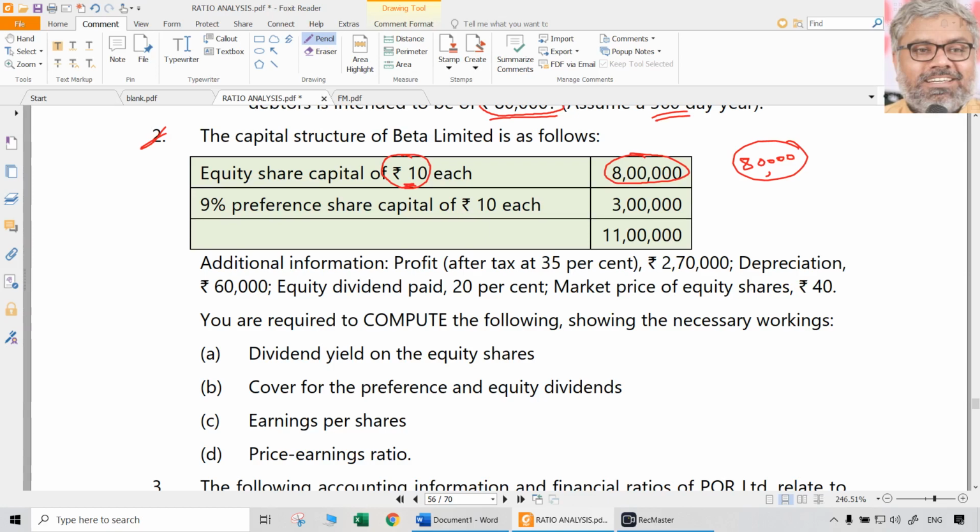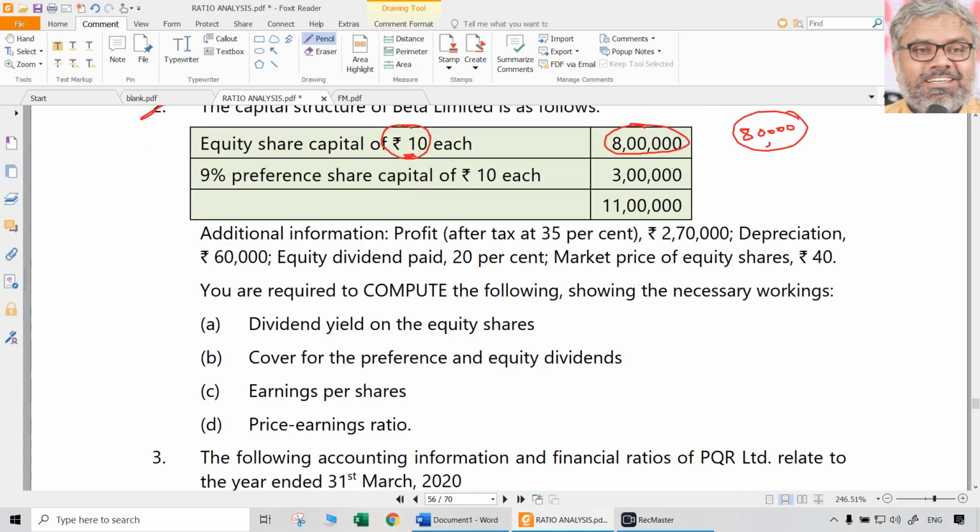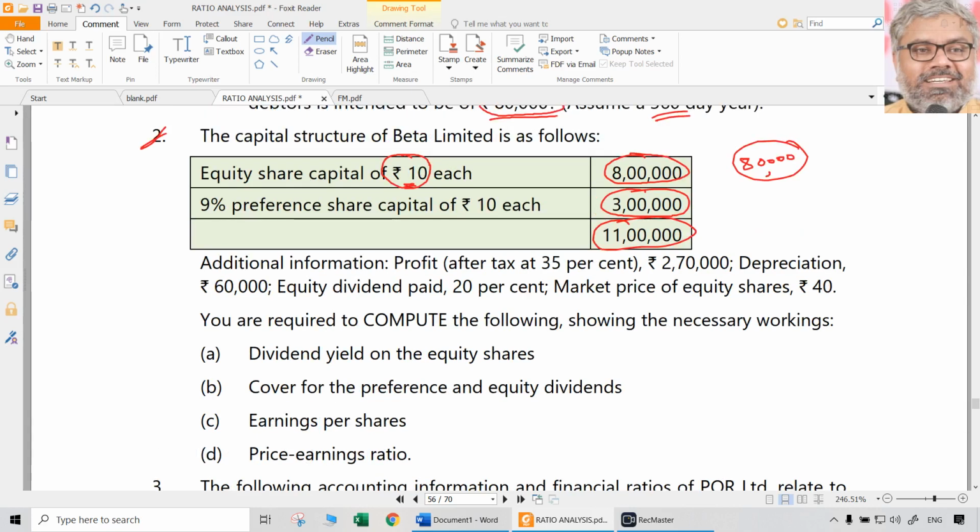Same way, preference share capital of 10 rupees each, 9% is there. Generally, the number of preference shares is not required because EPS and all are not generally based on preference. But still, the amount of preference share capital is 3 lakhs. Total of this is 11 lakhs. This is the shareholders' funds. Simply, these are two different sources of finance that Beta Limited has used.